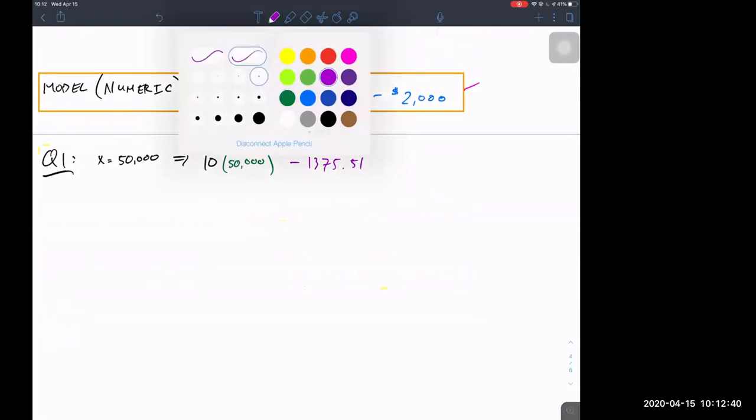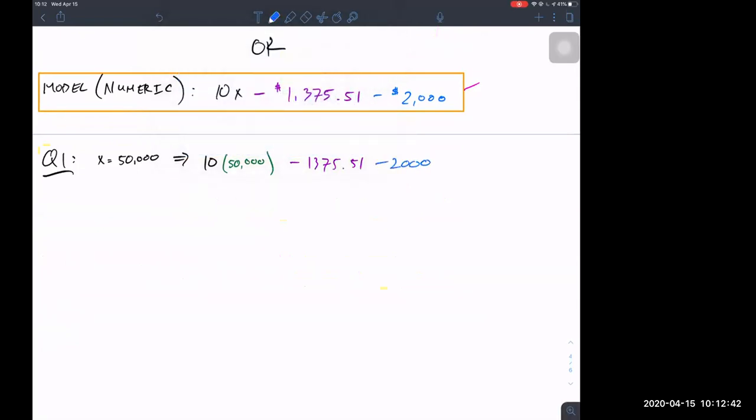137,551 minus 2,000. As you notice, I'm writing a little bit sloppily because we already have it written nicely above, so it's just the same numbers. This will give you, let me flip the page here for myself, $496,624.49. Again, a positive outcome here.